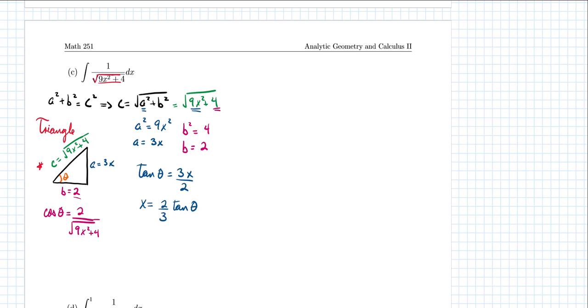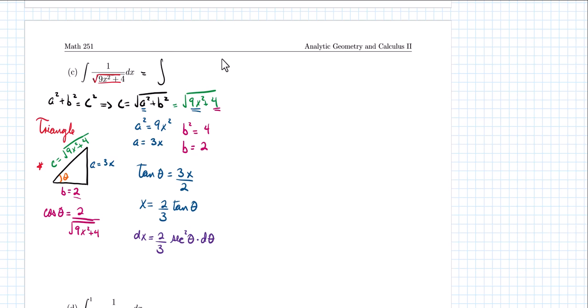So finding our dx, the x here is going to be equal to 2/3 times the derivative of the tangent, which is a secant squared, d theta. All right, so now that we have established here our trig functions and our dx in terms of d theta, let's go ahead and write the original integral in terms of trig functions. All right, so let's see what we can rewrite. So we have here the integral. Now it was the integral of 1 over the square root of 9x squared plus 4.